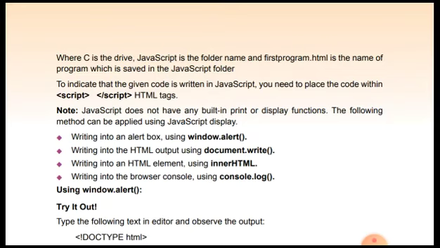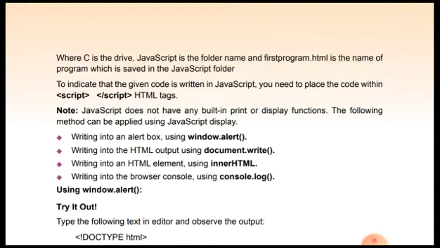Now we come to the different ways in which you can display any value on the screen. There are different methods which are supported by JavaScript. It does not have any built-in print or display function like other languages. But there are actually 4 types of methods which are being used.